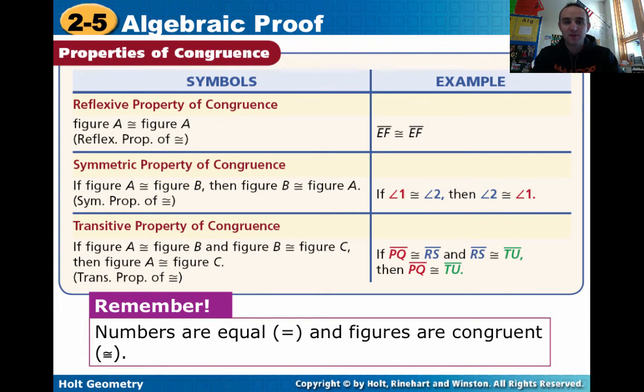This reflexive property of congruence, we're going to use that all the time this year. All the time. Saying that something is congruent to itself. It sounds silly, but we are going to use it. You've got your symmetric and your transitive property, right? R, S, T, 1, 2, 3. And then just remember that numbers are equal, figures are congruent. So if you're talking about numbers, then we are using the equal sign, we're using properties of equality. If we're using figures, angles, segments, those are congruent, so we're using properties of congruence.